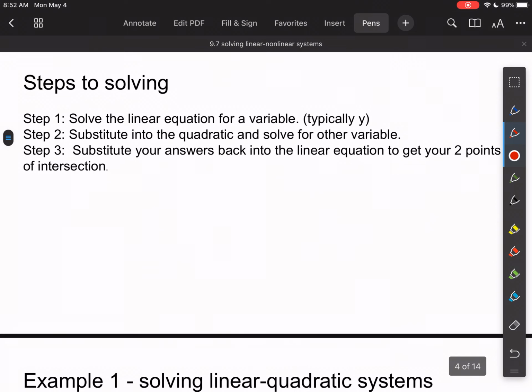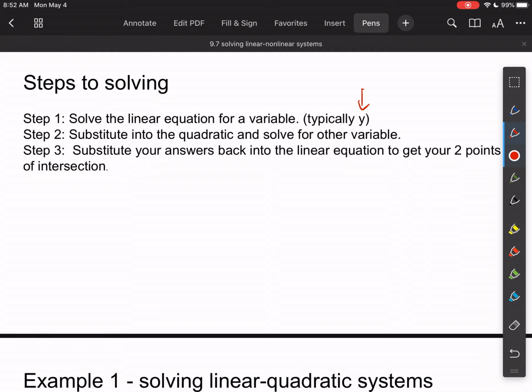The steps here are very similar to all the other times that you've solved systems. First of all, the first thing we're going to do is solve for one of the variables. Typically, I like to solve for y. That way we're plugging a y in and getting our x values first. They teach in the book to solve for y always. Sometimes that's not the easiest, but I usually try to do it.